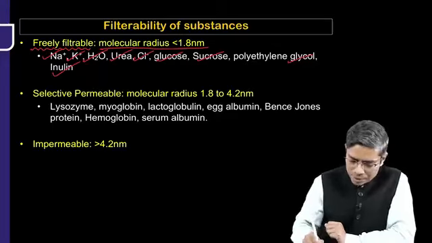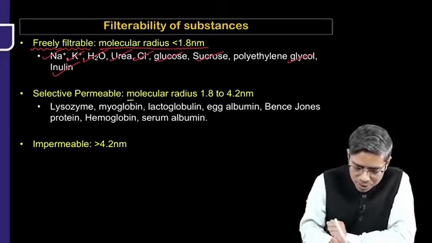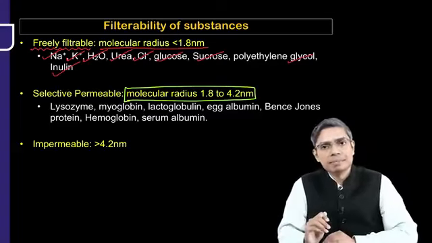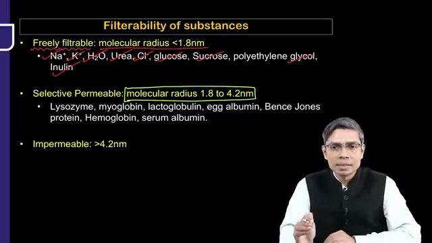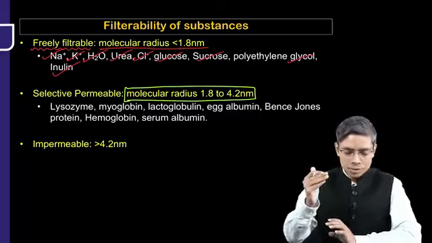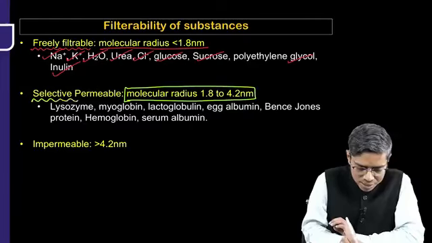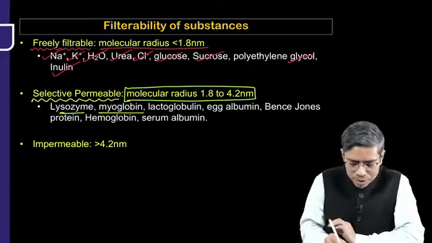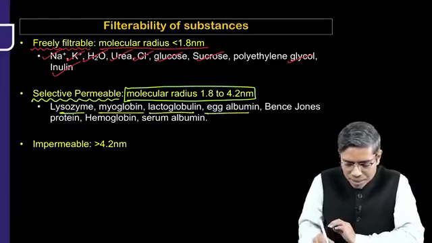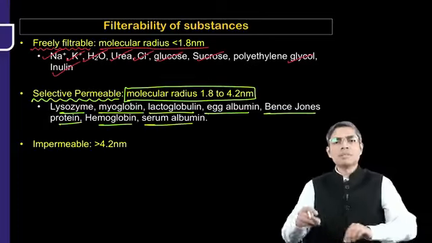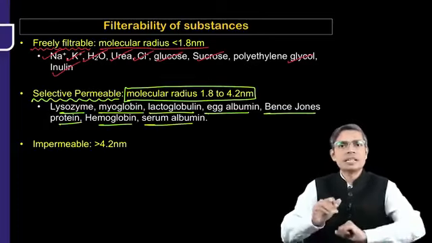Now, if the molecular radius is between 1.8 and 4.2 nanometer, then the filtration barrier will select whether the molecule is going to pass through or not. So they are known as selectively permeable substances. Who are they? Lysozyme, myoglobin, lactoglobulin, egg albumin, Bence Jones protein, hemoglobin, serum albumin. All of them are in the range of selectively permeable.